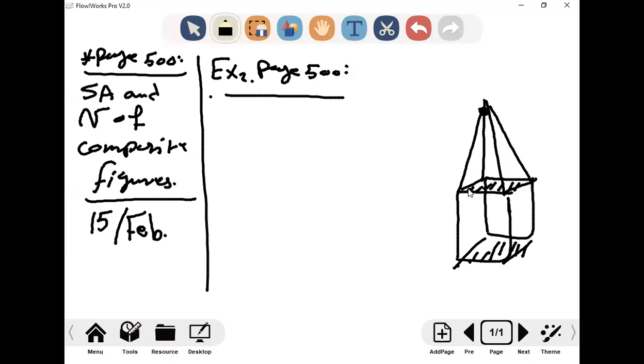Now this face between them is not included in the surface area. Why? Because it is inside the figure, not outside the figure. Got it? Different from the volume. The volume, we don't care. So the volume, we find V1, V2, add. Here, no. If you have an inner face, we don't calculate its area.